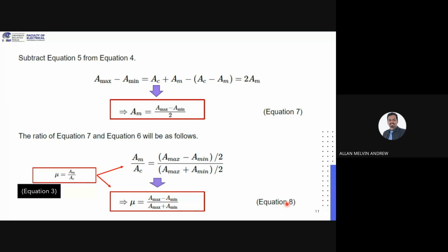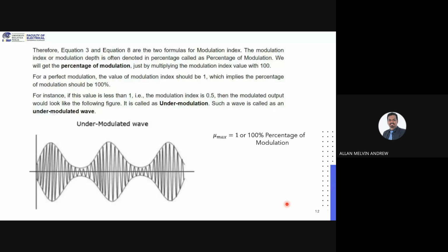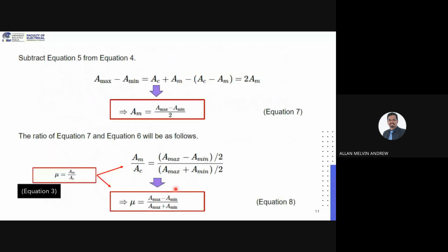These are some of the derivations for a few equations that we will be using in the calculation. Therefore, equation 3 and equation 8 are the two formulas for modulation index. Depending on the information given in the question, you can choose whether to use equation 3 or equation 8.